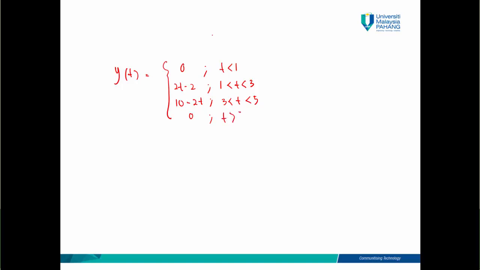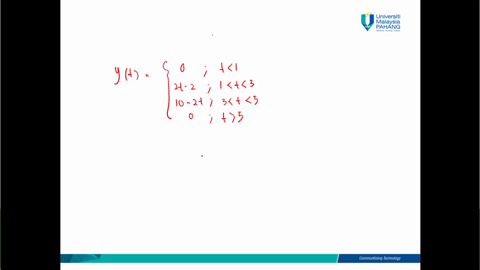Okay, let's write down all the equations of y(t). y(t) equals 0 for t less than 1. y(t) equals 2t minus 2 for t in between 1 and 3, and y(t) equals 10 minus 2t for t greater than 3 and less than 5, and y(t) equals 0 for t greater than 5.